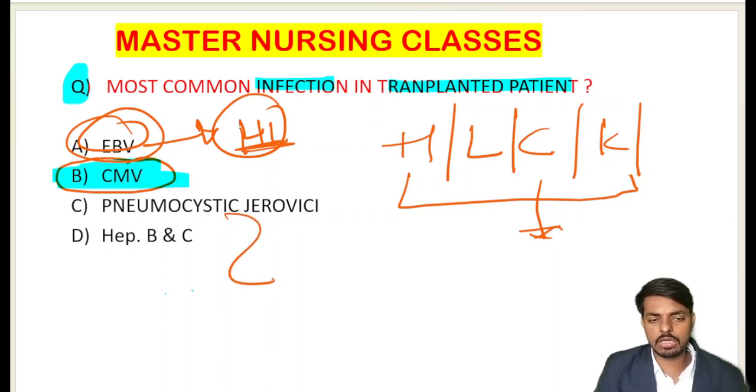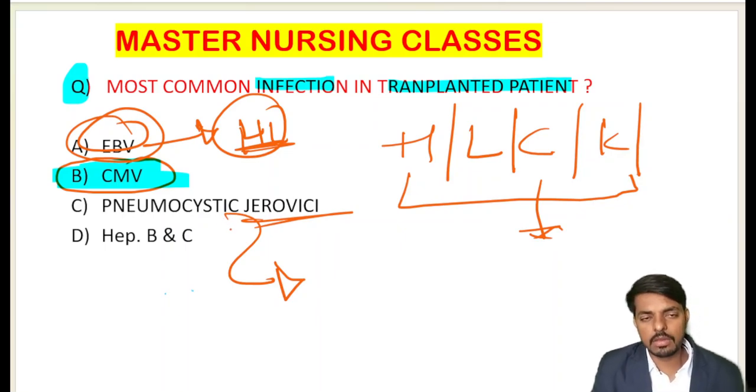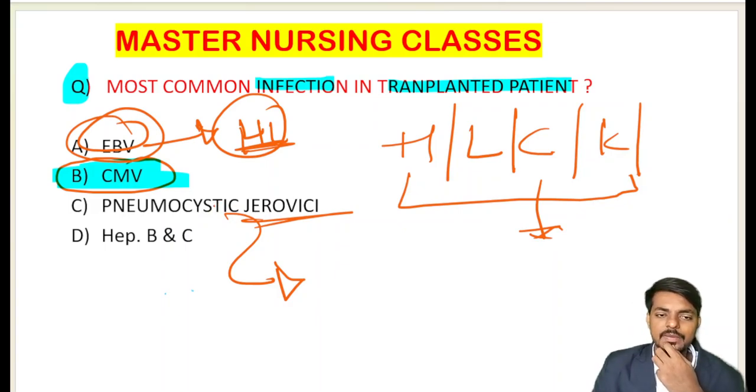And what about Pneumocystis jirovecii, also called as, can anyone tell what is the other name of Pneumocystis jirovecii? Yes, very importantly, it is Pneumocystis carinii. So another name of jirovecii is Pneumocystis carinii.